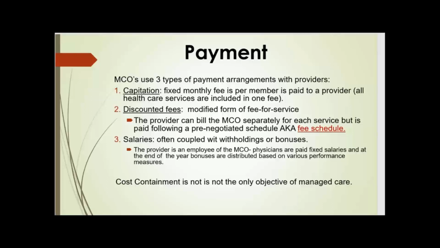Under capitation, the provider is paid a fixed monthly sum per enrollee. All healthcare services are included in the one set fee, so that risk shifts from the MCO to the provider. Discounted fee arrangements can be regarded as a modified form of fee-for-service. After services have been delivered, the provider can bill the MCO for each service separately, but is paid according to a pre-negotiated discount schedule. So in this case, risk is borne by the MCO, but the MCO is able to lower its cost by paying discounted rates.